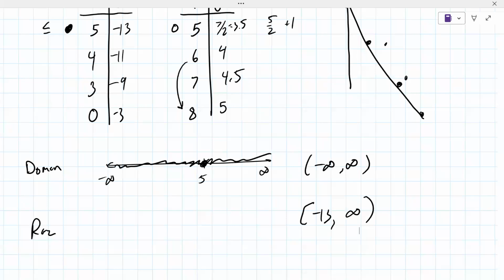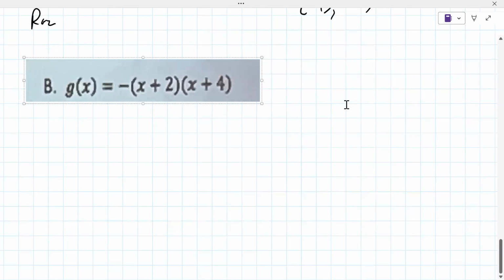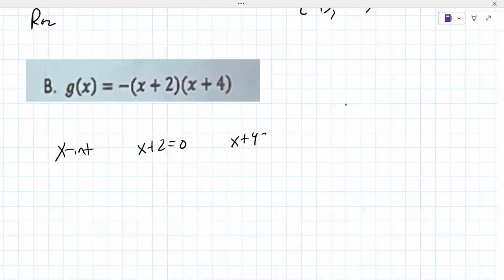So should we go to B, or do you have some other ones picked out that you want us to look at? We can go to B. Okay. So B is in factored form of a quadratic, which means that you first want to find the x-intercepts by setting the factors equal to 0. So x equals -2 and x equals -4.